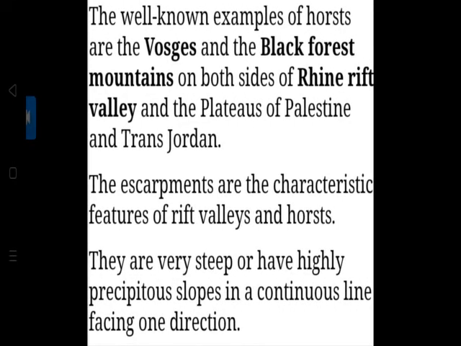The well-known examples of horsts are the Vosges and the Black Forest Mountains on both sides of Rhine Rift Valley and the plateaus of Palestine and Transjordan. Now these are again examples which you are well versed with. The escarpments are the characteristic features of rift valleys and horsts. They are very steep or having highly precipitous slopes in a continuous line facing one direction. So they are steep as well as highly precipitous slopes which are facing only in one direction.